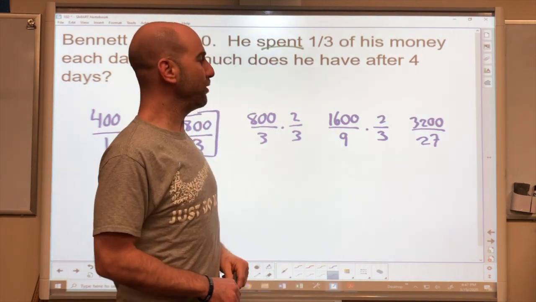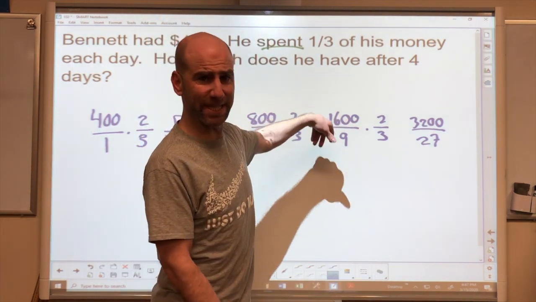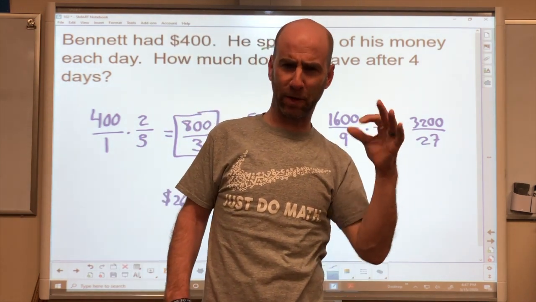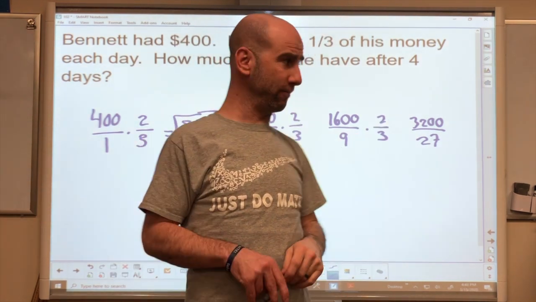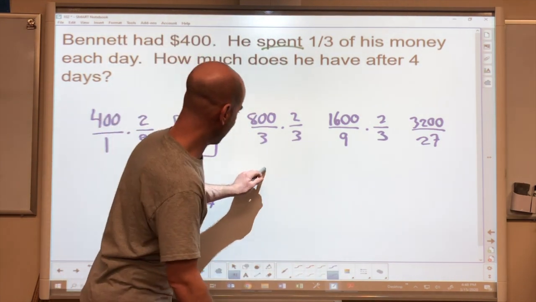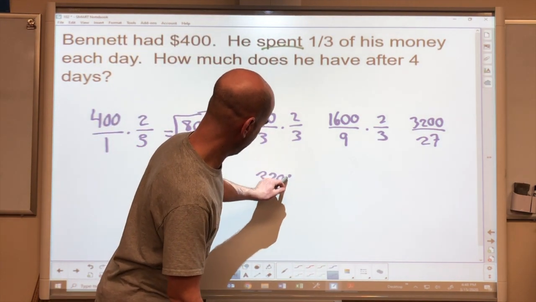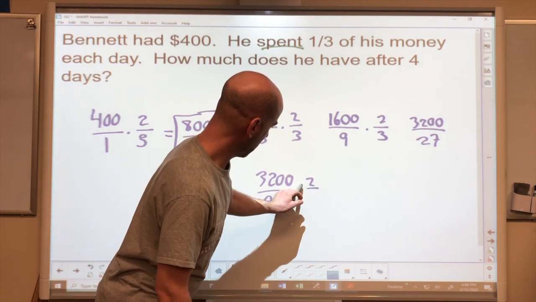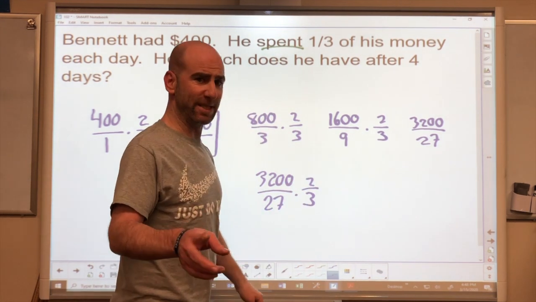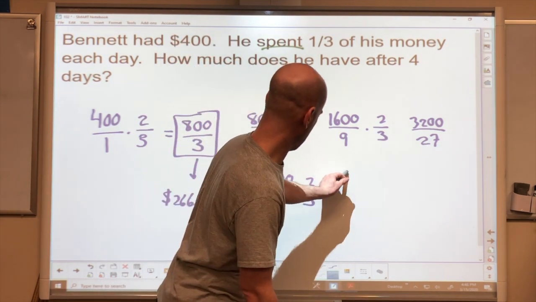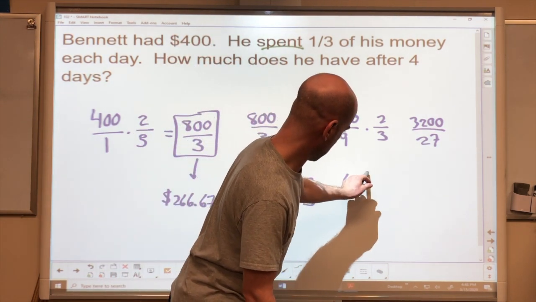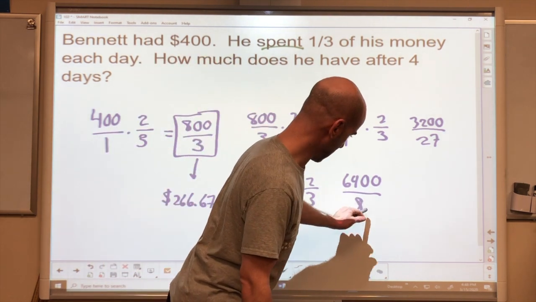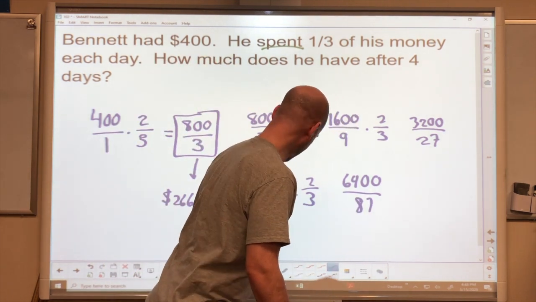And by the way, you may be tempted to reduce some of these things. You're more than welcome to do that if you see something that's going to be easy, but just be careful. So then the final is going to be 3,200 over 27 times 2/3. One more time. This is going to be 6,400 over 81. Okay, let's go back here.